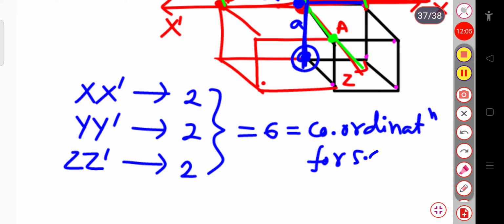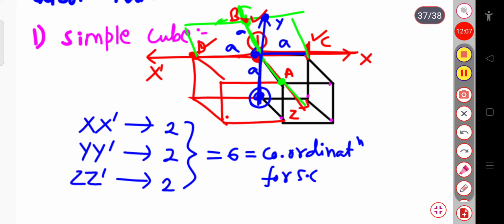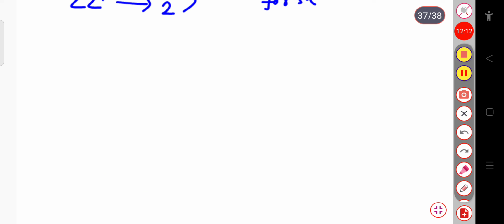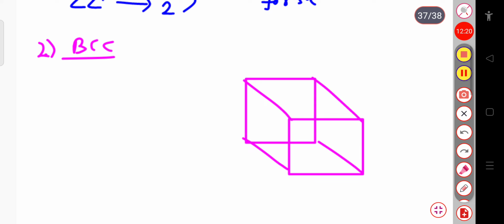Now similarly we can calculate for the body centered cubic. So now we will calculate the coordination number for the body centered cubic, or simply BCC. Here I am drawing the BCC structure. The corner atoms are present in a BCC structure, as well as, at the center of this cube, one atom is present inside that cube. Now our main aim is to calculate the coordination number.